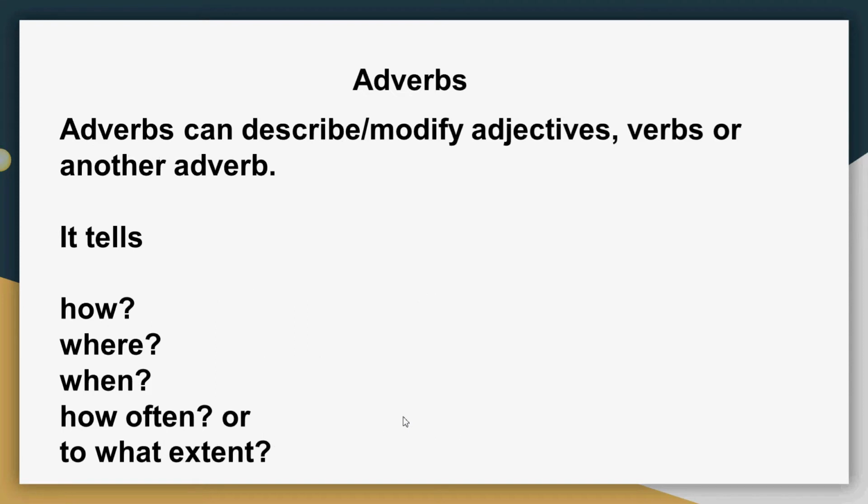Next part of speech is adverbs. As we know, adjectives are used to describe nouns and pronouns. In the same way, an adverb is used to describe or modify adjectives, verbs, or other adverbs. Right? So the difference is that adverbs can describe adjectives, verbs, or other adverbs, whereas an adjective is used to describe nouns and pronouns. Right? So it tells the answer to the following questions: how, where, when, how often, or to what extent.